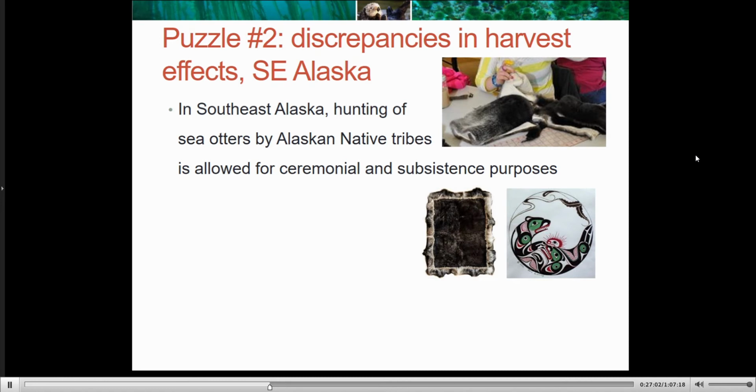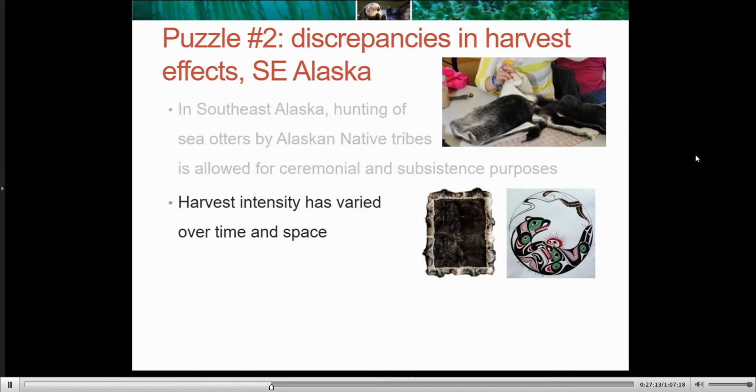So we used those data together with survey data to evaluate the effects of this native hunting of sea otters on the population dynamics. Harvest intensity has varied over time and space, and I'm going to show you some data on that in a minute. And what we're interested in are the effects on the population.